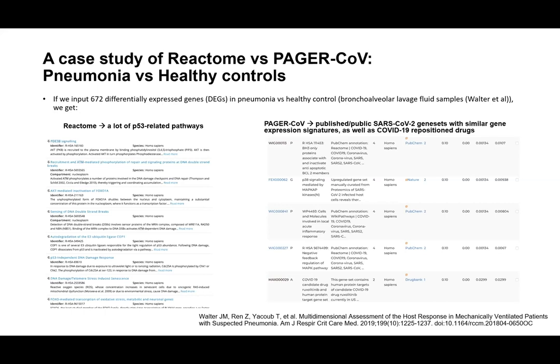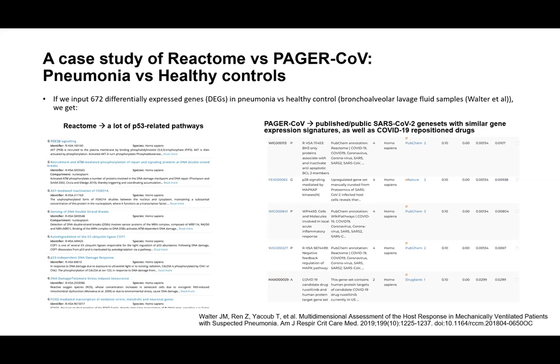Okay, thank you. So let's just say you have 672 differentially expressed genes. And we took this analyzed gene set from a publicly available data source. If we run these 672 genes in Reactome, what do you get? A lot of cancer-related p53 pathways. Not very useful for this virus that's running throughout the world.